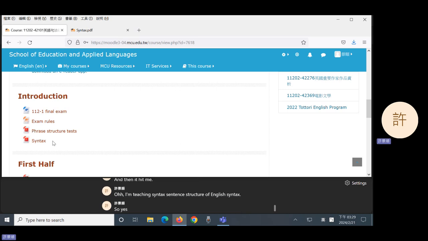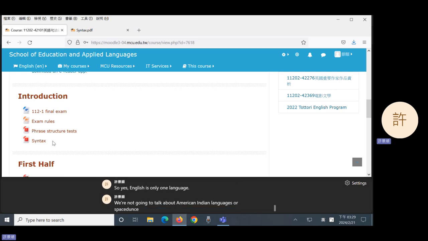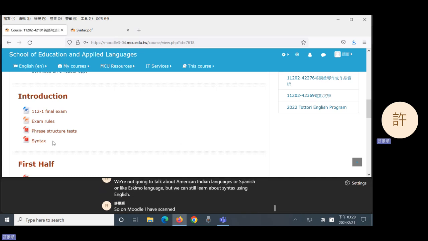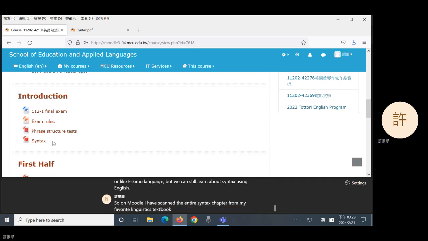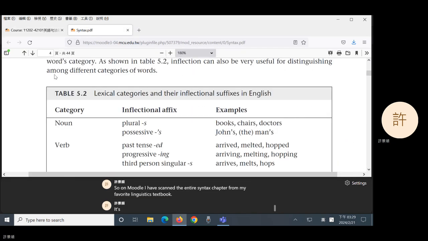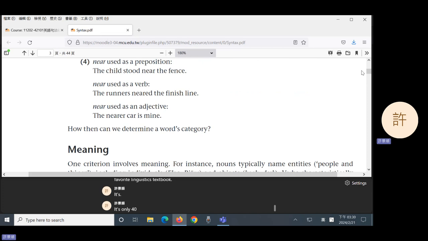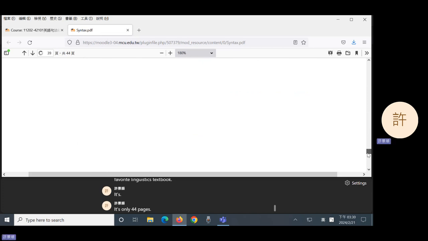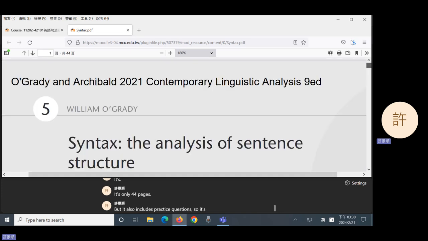So yes, English is only one language. We're not going to talk about American Indian languages or Spanish or Eskimo languages. But we can still learn about syntax using English. So on Moodle, I have scanned the entire syntax chapter from my favorite linguistics textbook. It's only 44 pages, but it also includes practice questions, so it's only like 35 pages.